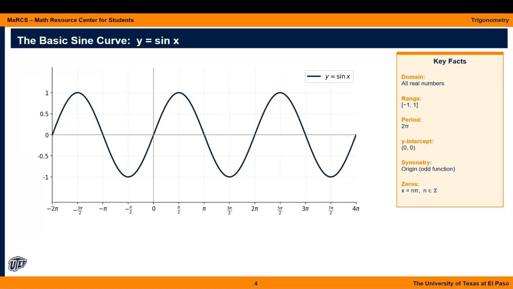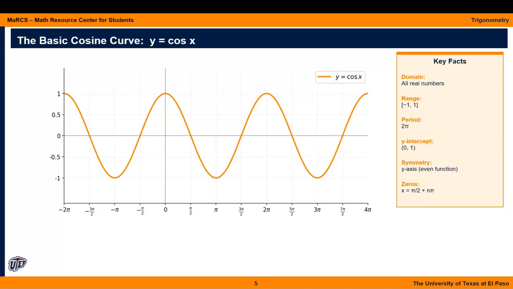Let's start with the sine function. The graph of y equals sine x has a smooth, repeating wave shape. It has a domain of all real numbers and a range from -1 to 1. It repeats every 2π, which we call the period. It passes through the origin and has odd symmetry, meaning it rotates around the origin. The zeros occur at integer multiples of π.